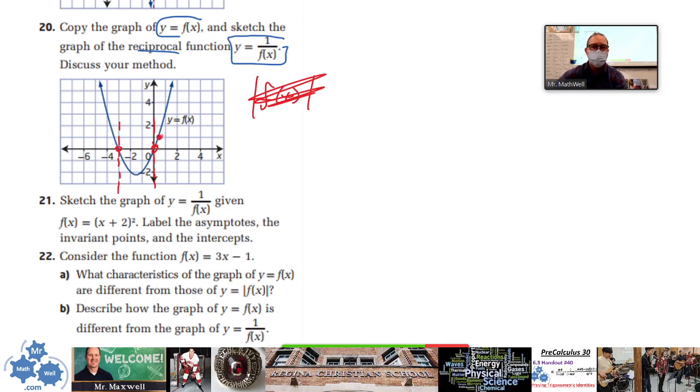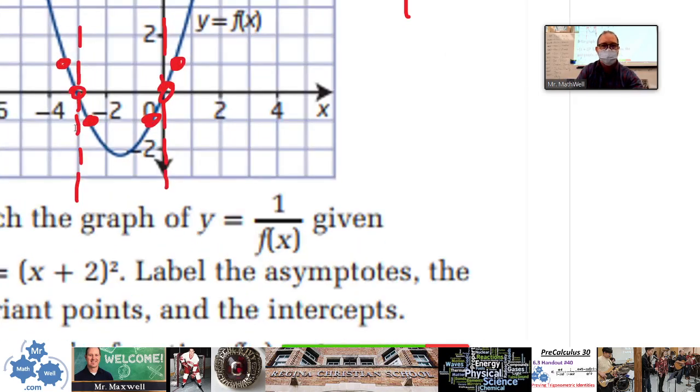1 over 1 is 1. 1 over -1 is -1. 1 over -1 is -1. 1 over 1 is 1. You get the pattern there? Now, this is going to be tricky. Got to zoom in here. How do we get this right?